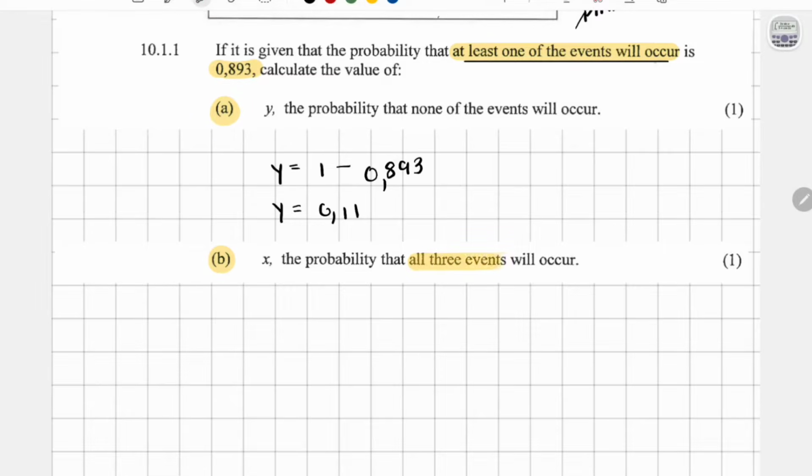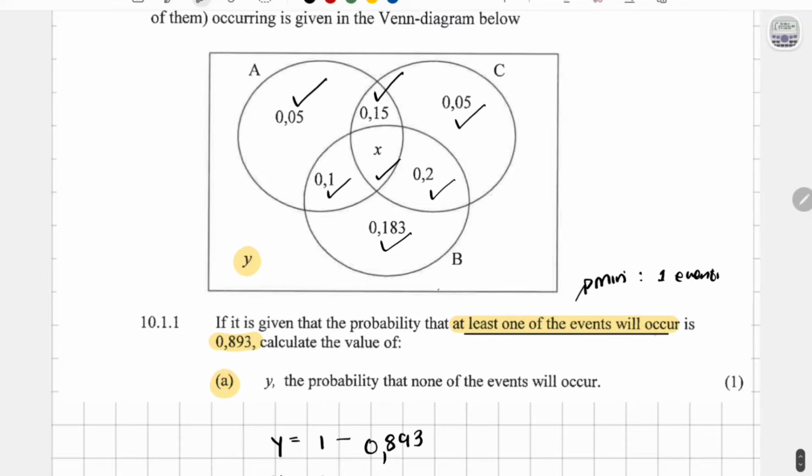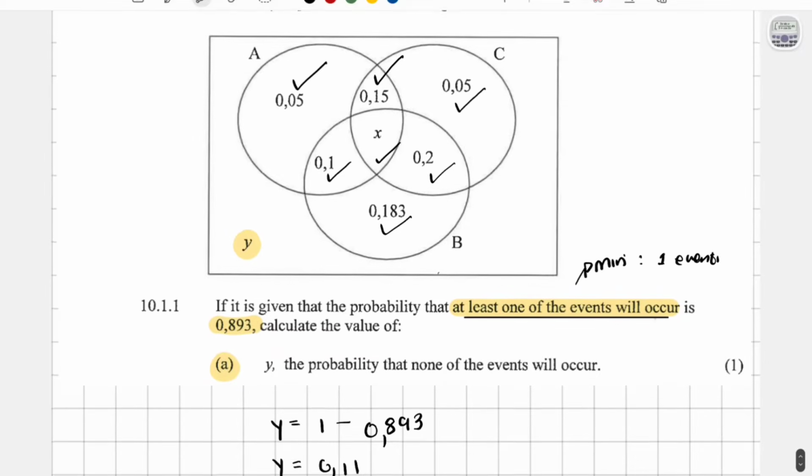Remember, all 3 events occurring means all 3 events are occurring at the same time. So that is x, of course. They did mention that that is x. So to find x, the information they already gave us above is more than enough to find x. We already found y, that's not a problem.